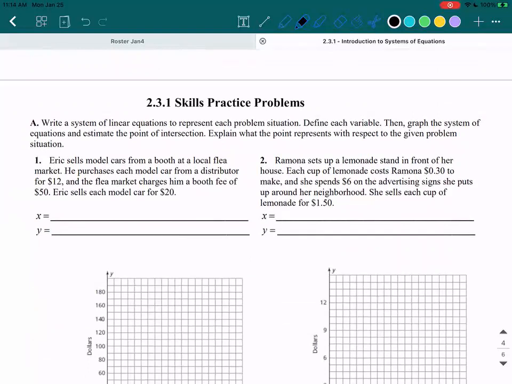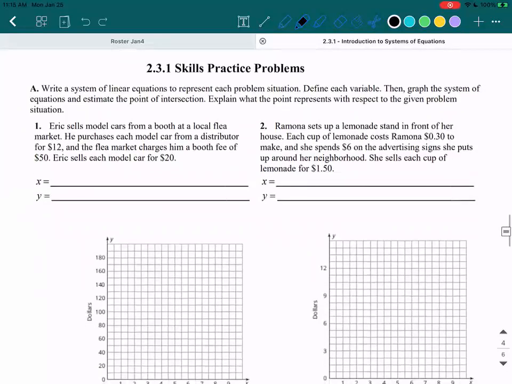Let me just briefly talk about them. So for 1 and 2, we're going to write a system of linear equations to represent each problem situation, define each variable, so that's what you're going to do over here. In these boxes, you're going to define what your x and y are. Then you write your equations out, just like write them here.